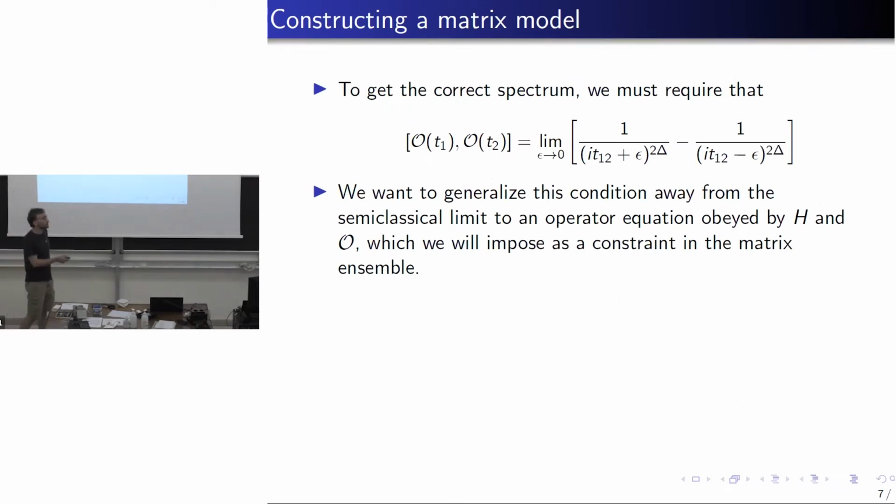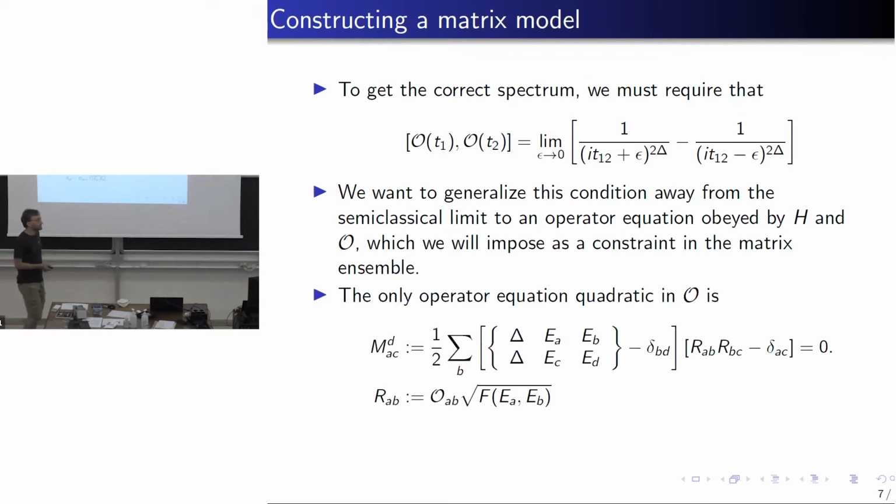But before we do that, I have to go back away from the semi-classical limit now. So we basically want to take this condition I imposed on these operators, and we want to back off from the semi-classical limit, and we want to write down an operator equation that's obeyed by the operators H and O, and then that will be imposed as a constraint in the matrix ensemble. So basically, our way of looking for this was to look for some operator equation that's quadratic in O. And so this is what we found.